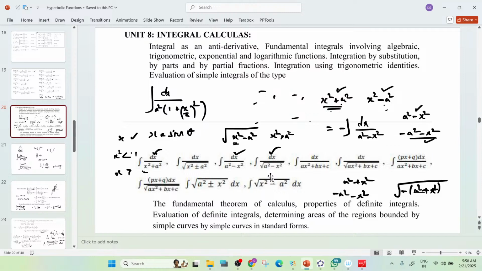Partial fractions. Very good. And then the fourth one, substitute a sin theta. Why? Because x should be less than a.